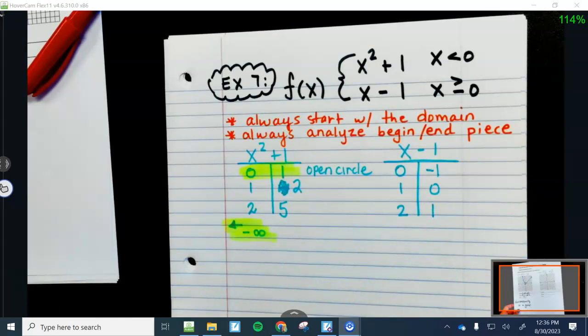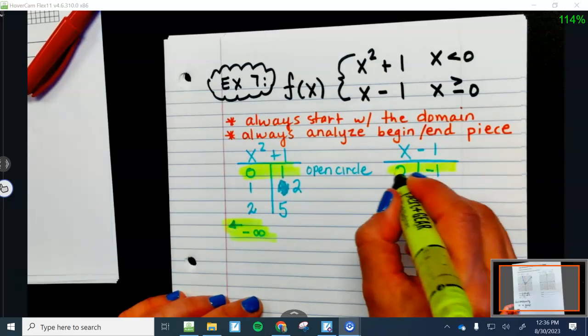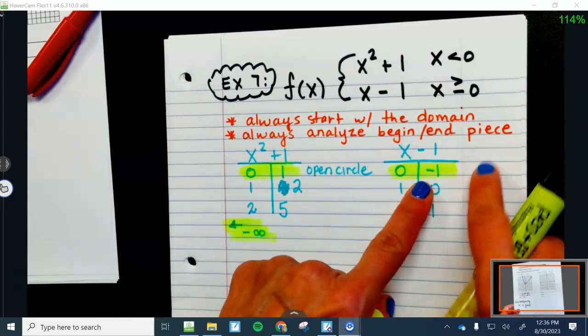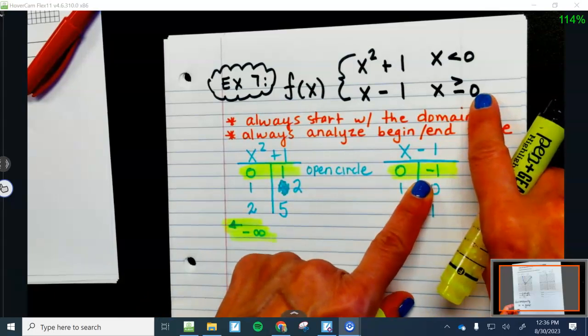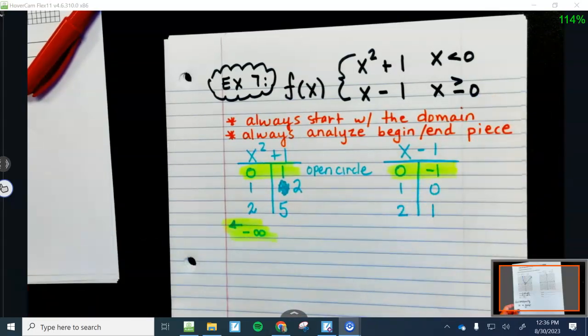All right, let's analyze how this begins and ends. So here's my beginning piece. Is this going to be an open circle or a closed circle when I graph it? Yes, let's write that.